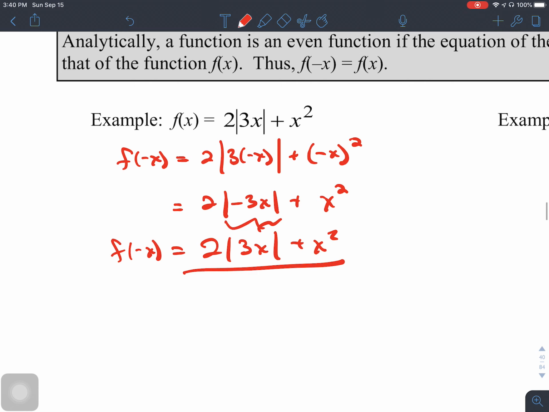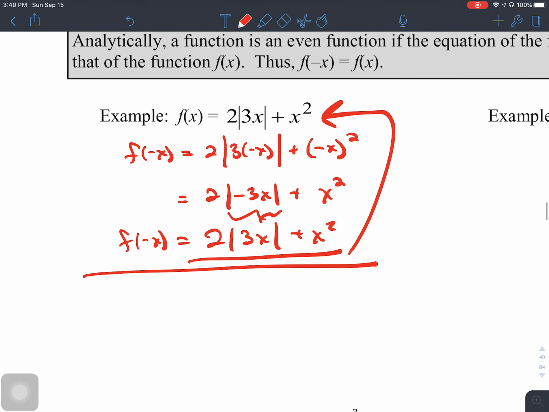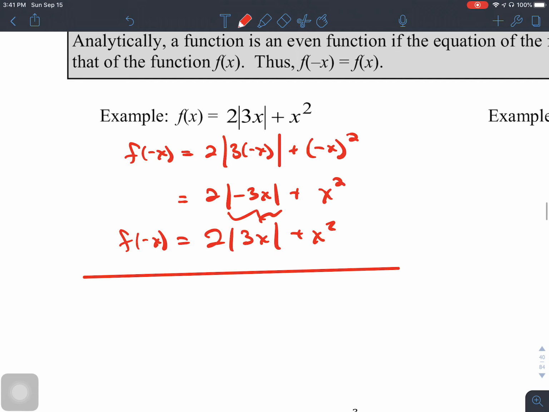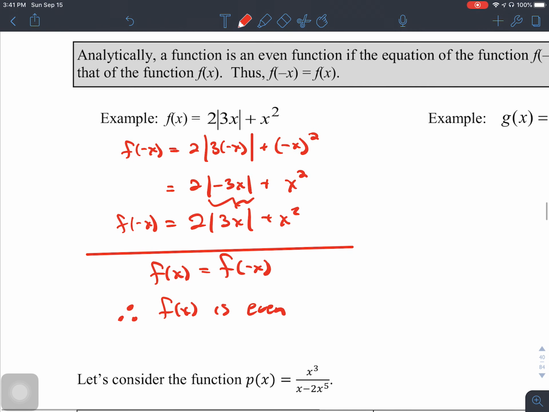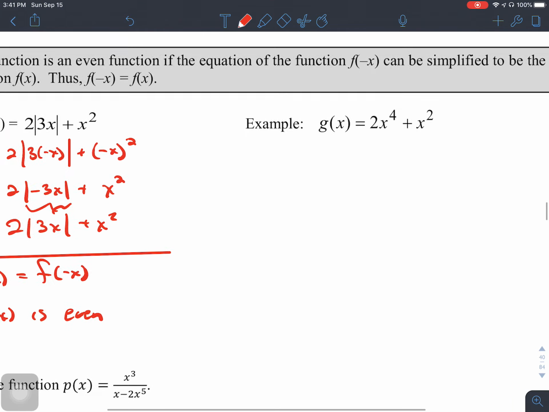Is this identical to the original function? It sure is. So what's that mean? It means that the original function f of x is equivalent to putting in a negative x into that function. What can we conclude from that? F of x is even. If that didn't come out to be the same as the original, then it would not be even. Let's check out another.